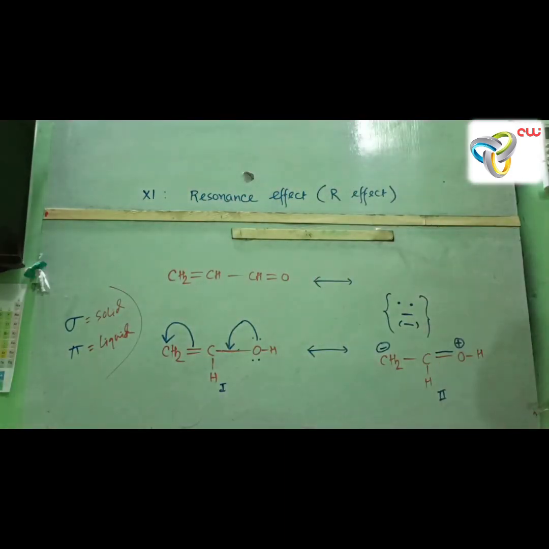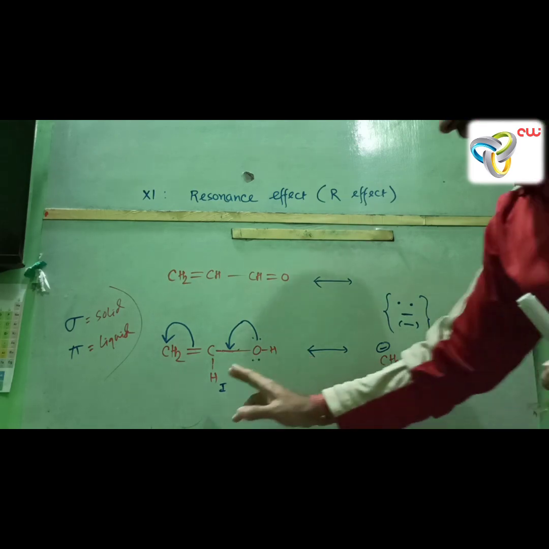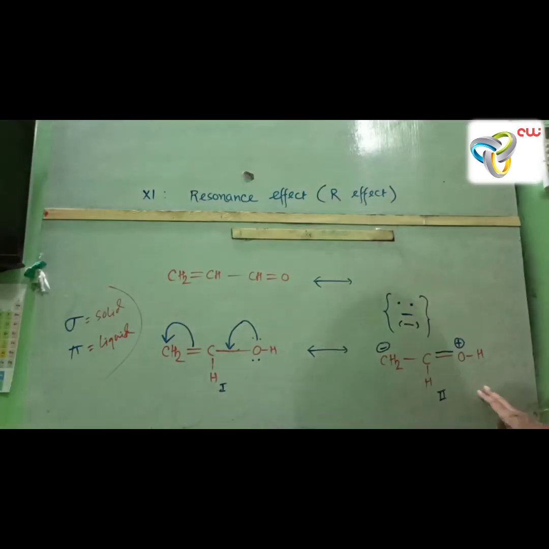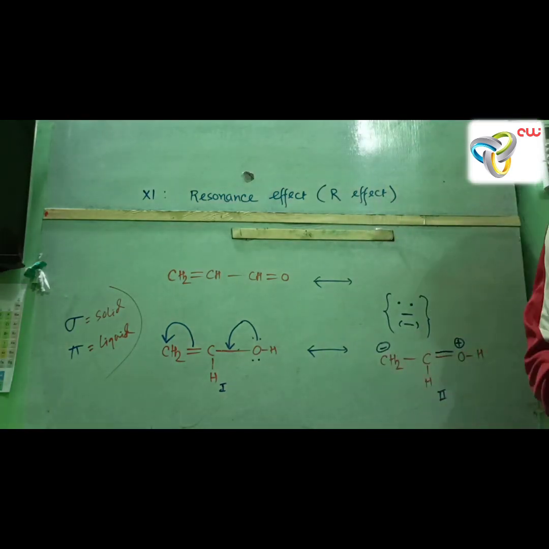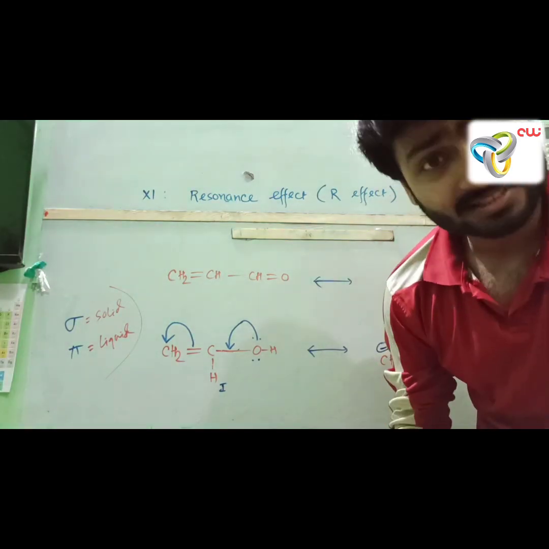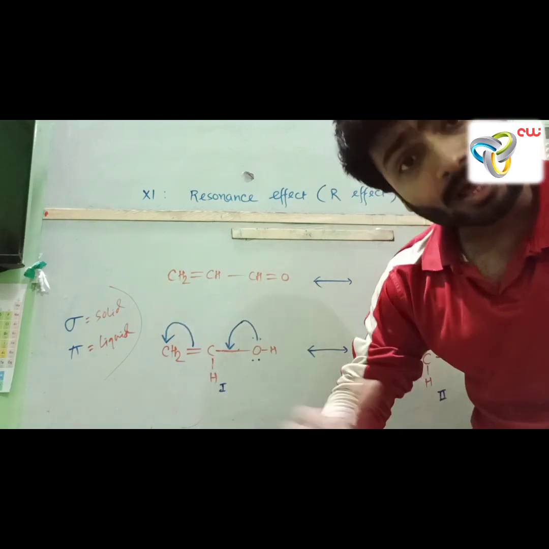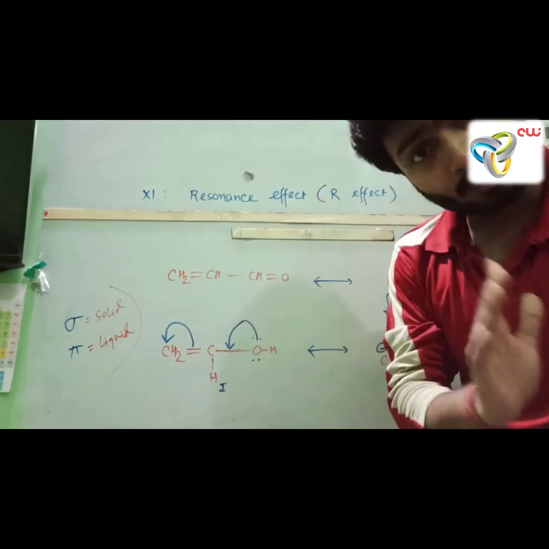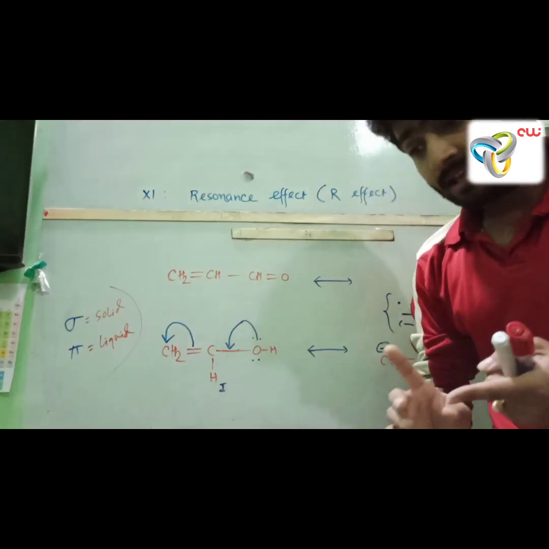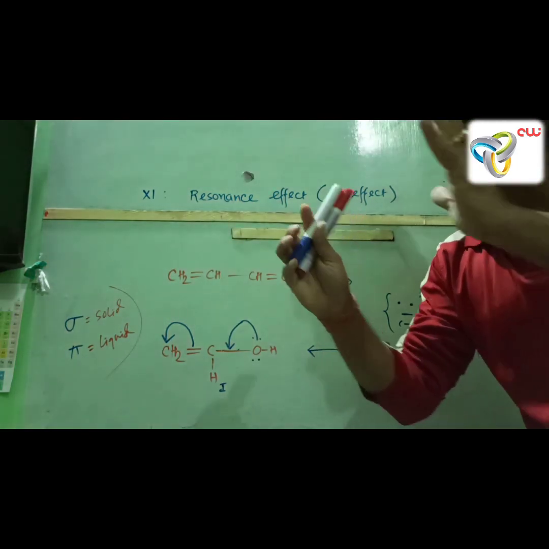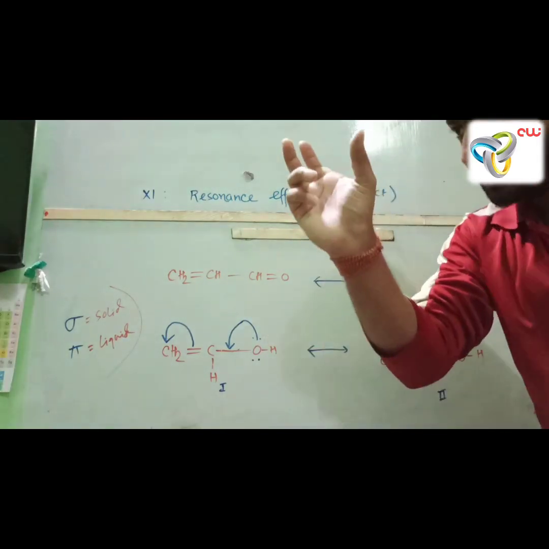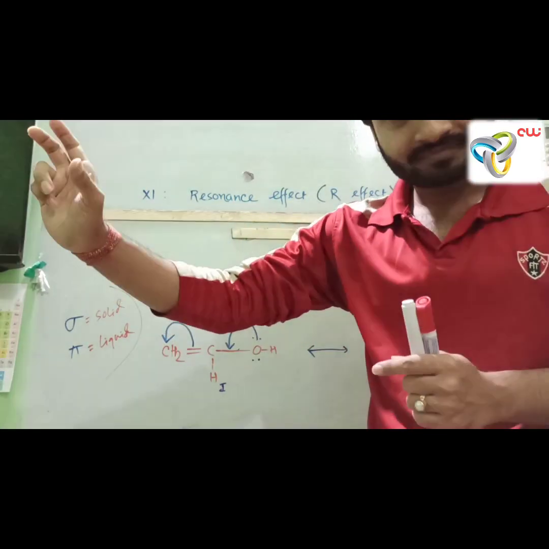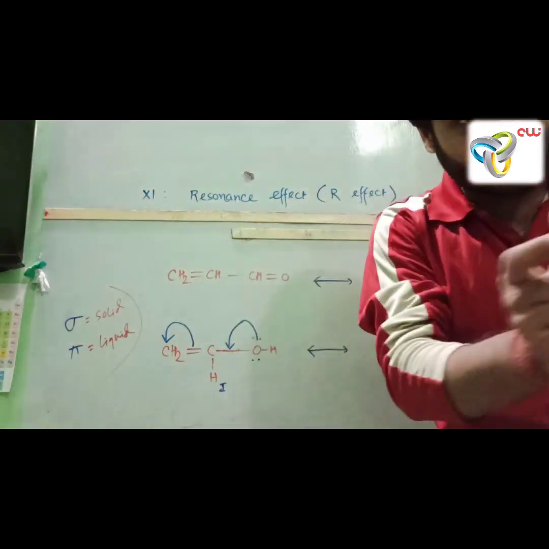Now we are getting two structures. This is one structure, this is the other structure. Now remember that electrons will never stop in a structure. They will always go around. They always move from one end to another. Now if you see a simple harmonic oscillator or pendulum, the pendulum goes to this end and then comes back to this end.